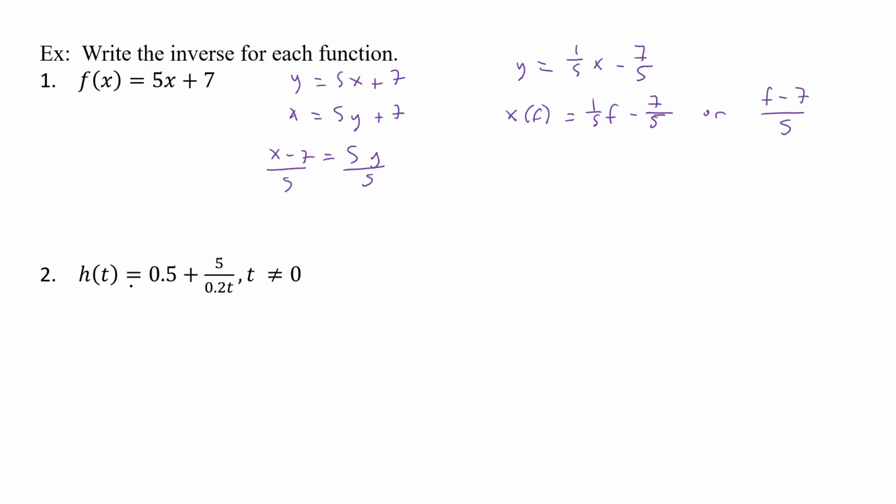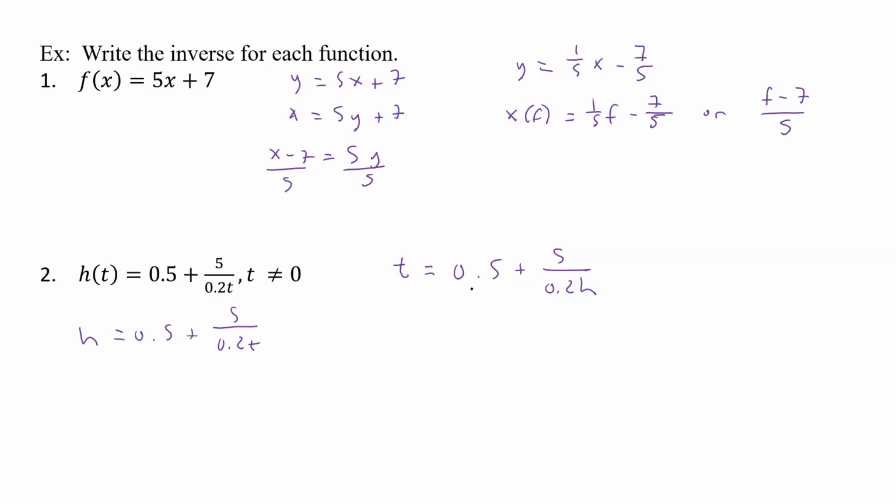So let's go ahead and switch our values. And so we'll say we have y equals 0.5 plus 5 over 0.2t. Well, now I guess instead of y, let's call it h, because that way maybe we can keep track of things a little nicer. So that used to be h, and this is our t. So what we're going to do is swap those around, and so say t is equal to now 0.5 plus 5 over 0.2h. Okay, now we need to solve for h this time.